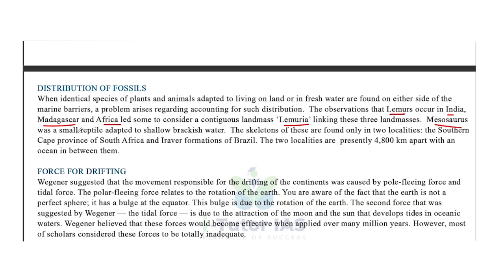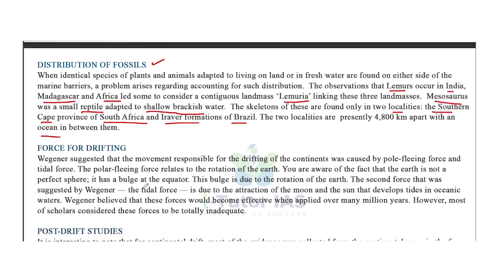Mesosaurus was a small reptile adapted to shallow brackish water. The skeletons of these are found only in two localities, the southern Cape province of South Africa and the Iravá Formation of Brazil. The two localities are presently 4,800 km apart with an ocean in between them. Okay, so the next one is the distribution of fossils. Now, force for drifting.